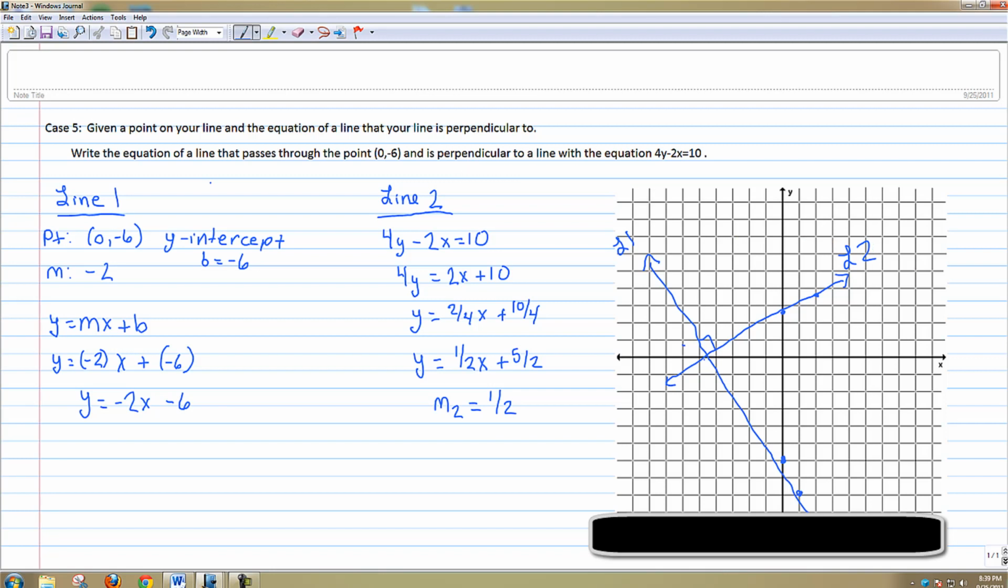So in the two videos that I've presented, we have covered 5 cases where we're given different pieces of information, but we've attacked the problems the exact same way. It's as if we were dealing with one problem. We found a point and we figured out the slope if needed, and then we wrote the equation using either slope-intercept form or point-slope form. So if you ever have to write the equation of a line, this is the approach you're going to need to take.